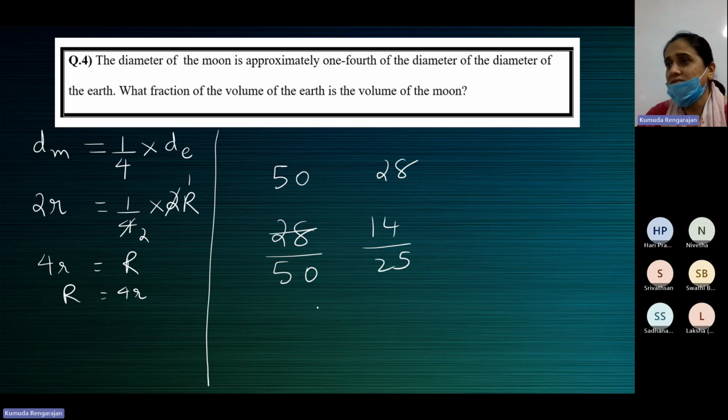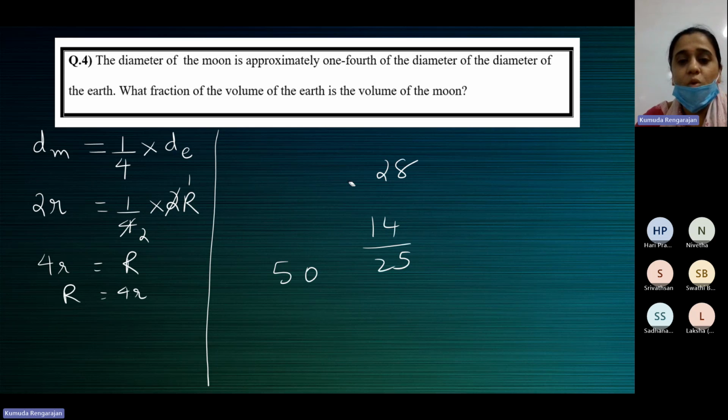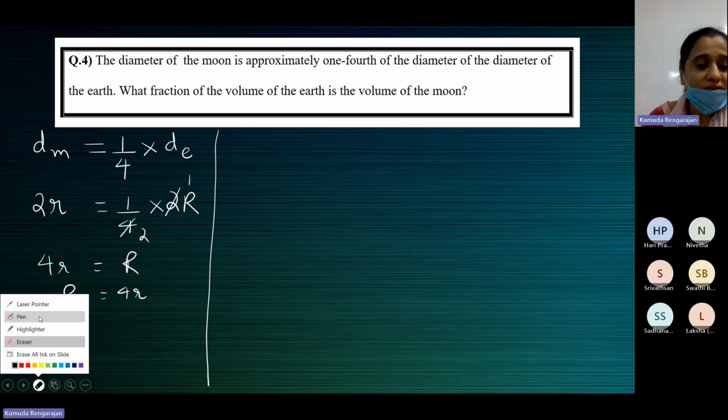The fraction of girls is given by 14 by 25. Correct? You will write girls in the numerator and the total number of students in the class in the denominator. In the same way here, to find the fraction, you need to write the volume of the moon in the numerator and the volume of the earth in the denominator.